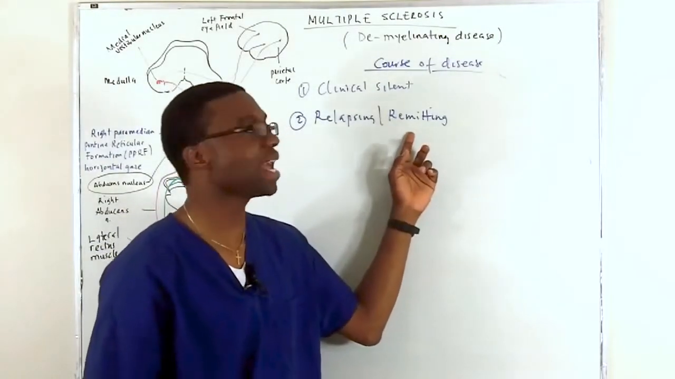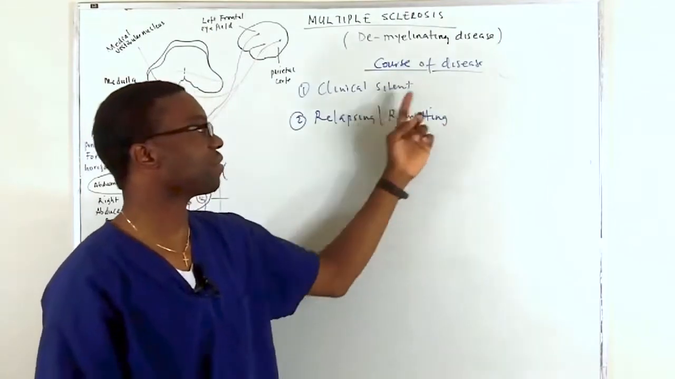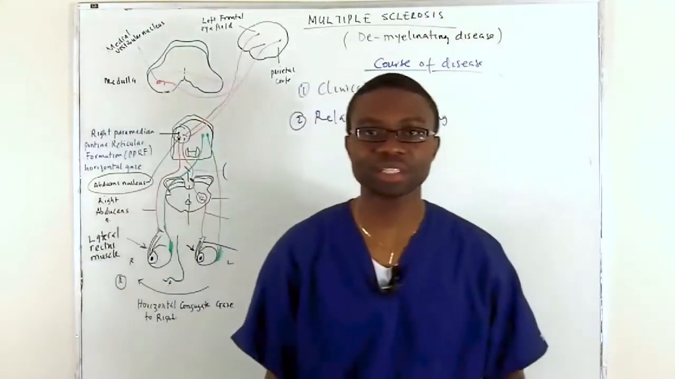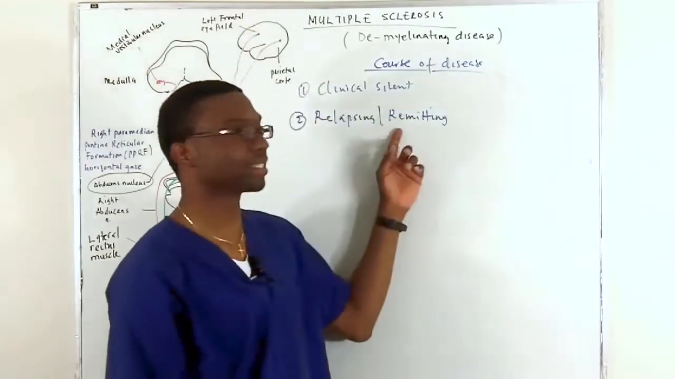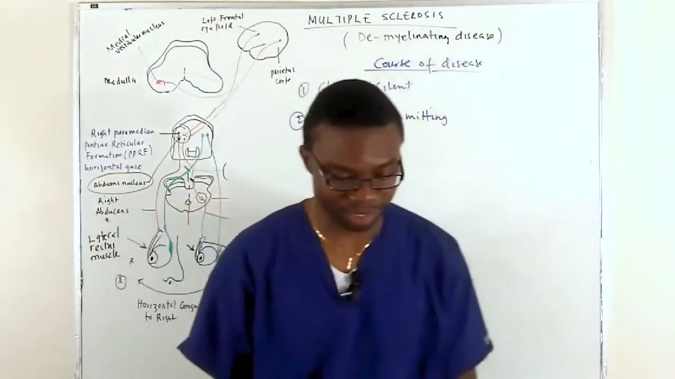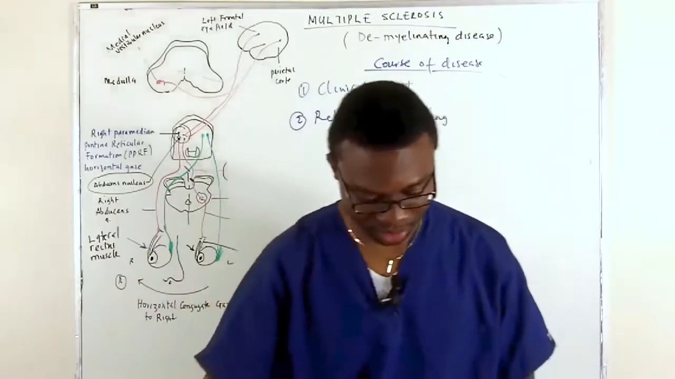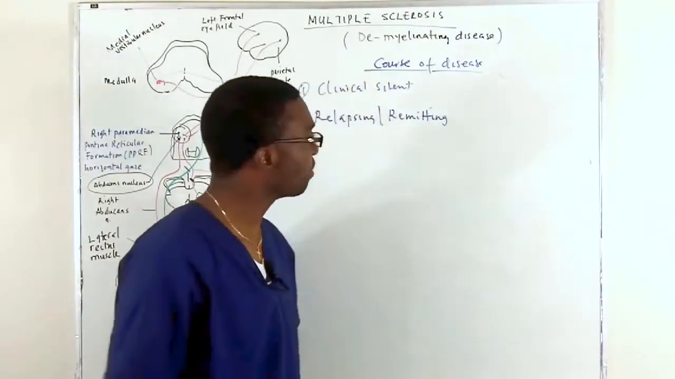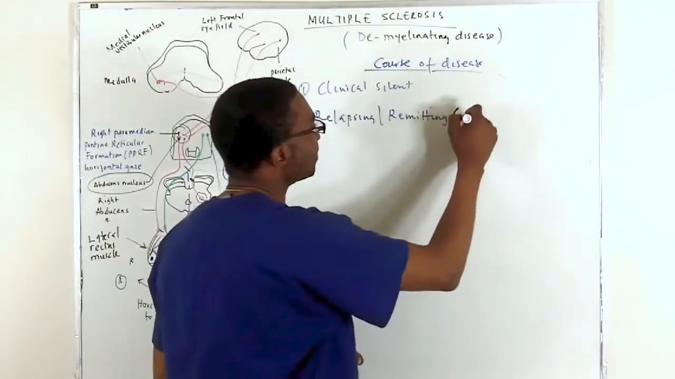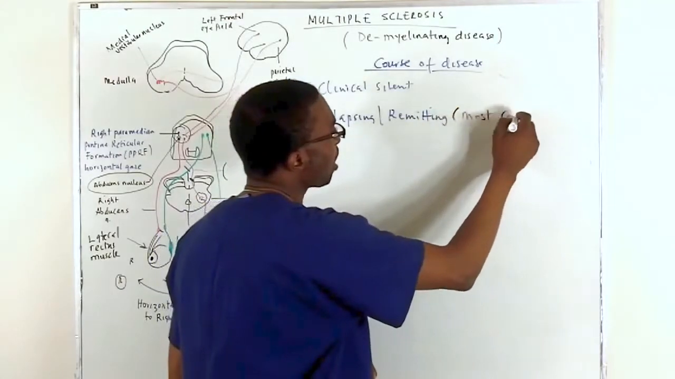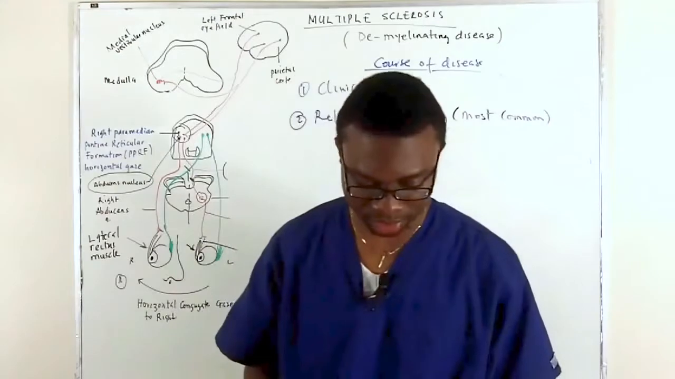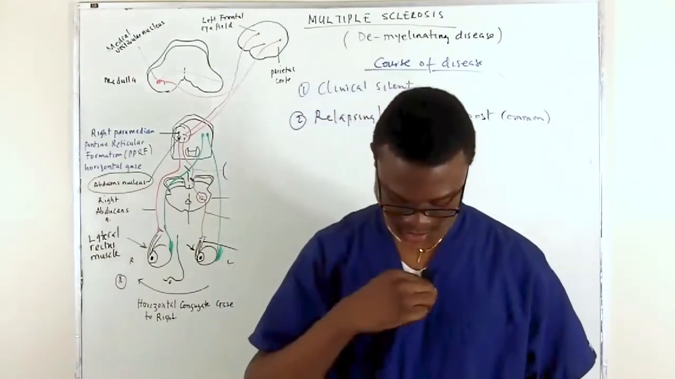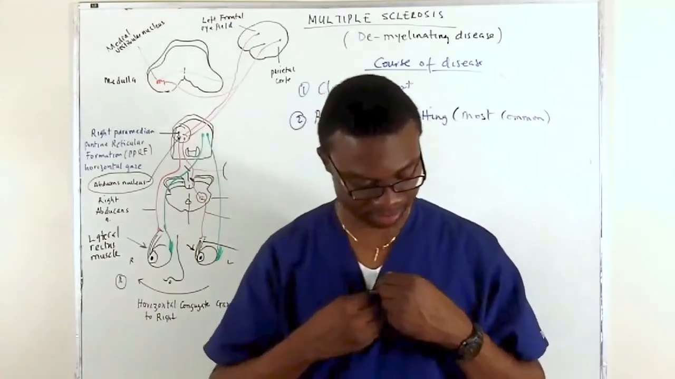My mood is good. I'm not pissed off because I don't have any weakness. I don't have any blurry vision. I don't have any double vision. I don't have any pain. That means the disease is now remitting. That is what remitting means. So it's exacerbation, remission. By far, this is the most common type of the disease, the most common form of multiple sclerosis. That is usually how most patients present.